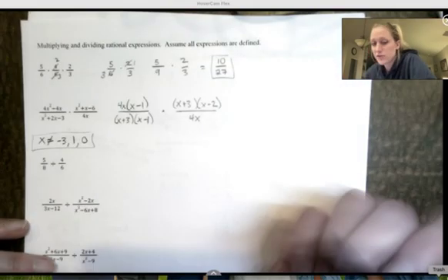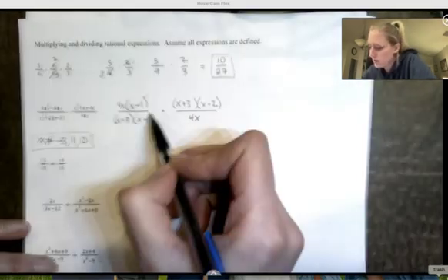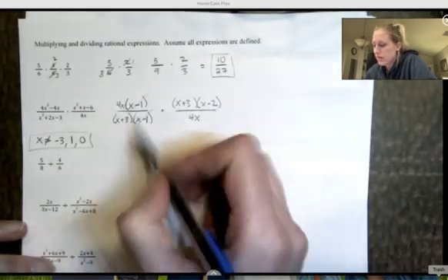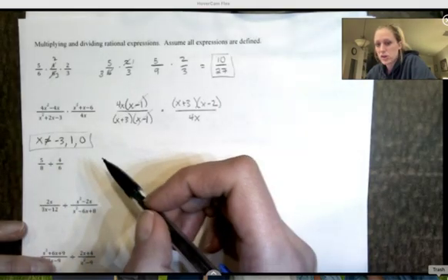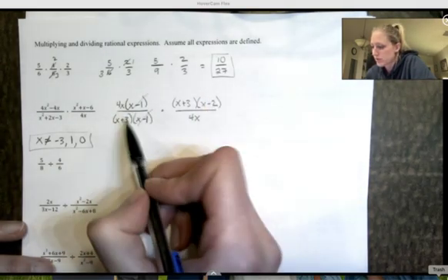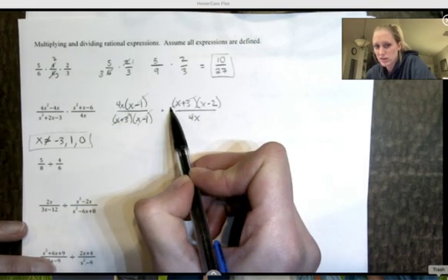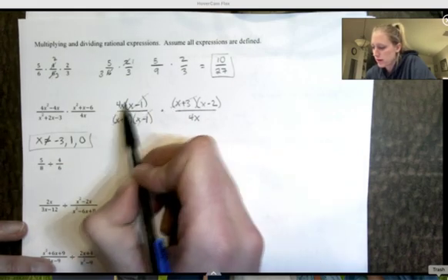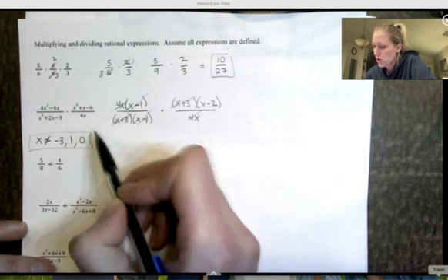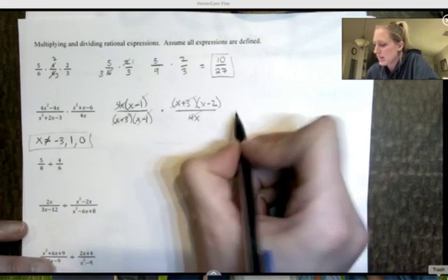Okay, all right, so I'm going to simplify within. So these x minus 1s can cancel. Nothing else can cancel within that fraction. So now I'm going to look across the diagonal. So this x plus 3 can cancel with this x plus 3. This 4x can cancel with this 4x. All that I have left is x minus 2.